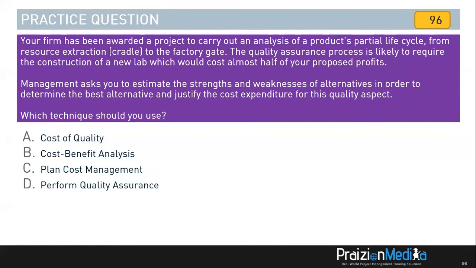Your firm has been awarded a project to carry out an analysis of a product's partial life cycle from resource extraction cradle to the factory gate. The quality assurance process is likely to require the construction of a new lab, which would cost almost half of your proposed profits. Management asks you to estimate the strengths and weaknesses of alternatives in order to determine the best alternative and justify the cost expenditure for this quality aspect. Which quality technique should you use?